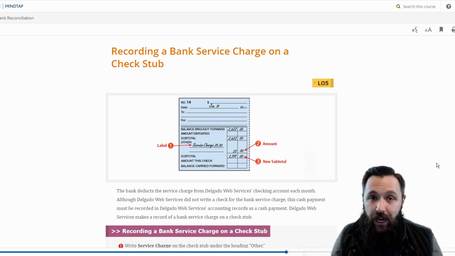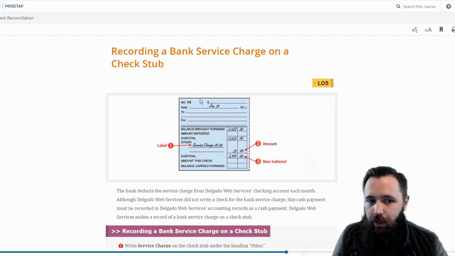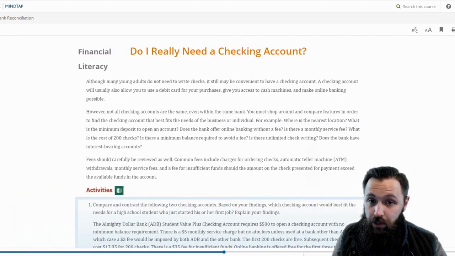Well, we go to the check stub, which we used in 5.1, and you can see here that check number 14 hasn't actually been written yet. That's fine. We're actually going to leave this blank because there's no check being written. So right now, we don't have to write anything in there. But we do need to have the correct balance down here. So what do we have? We have the balance brought forward, which is 2,622.